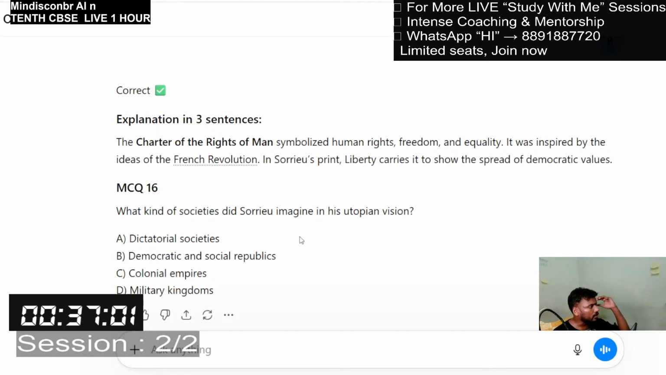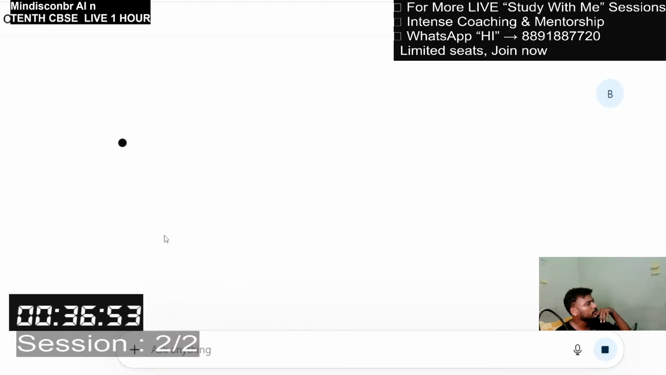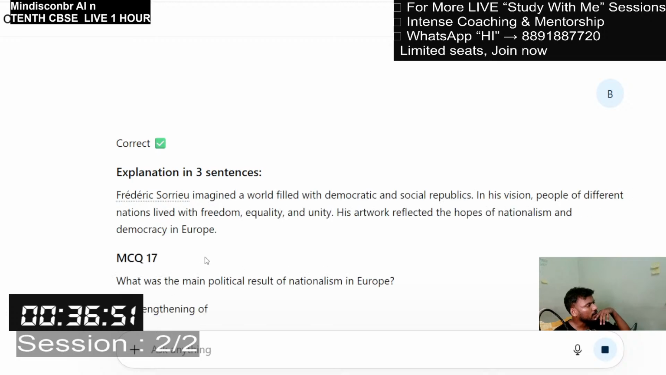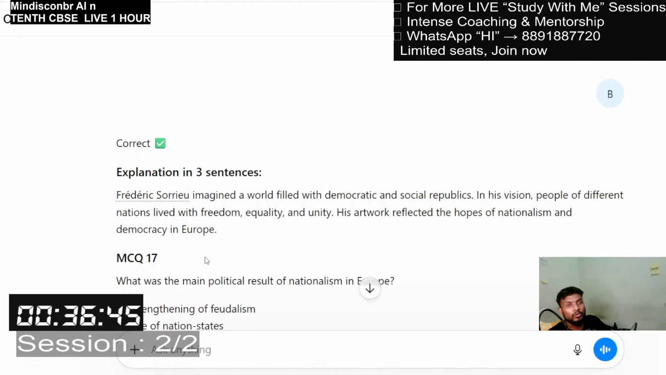What kind of societies did Sorio imagine in his utopian vision? Democratic and social republics. Yes. Frederick Sorio imagined a world filled with democratic and social republics. In his vision, people of different nations lived with freedom, equality, and unity. His artwork reflected the hopes of nationalism and democracy in Europe.